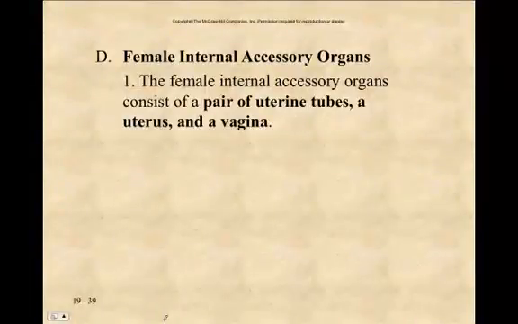Now we're going to talk about the accessory organs of the female anatomy, and of course the uterine tubes are the next step after ovulation. When you undergo ovulation, the oocyte is released into the uterine tubes. We have a pair of uterine tubes, which connect to the uterus, and the uterus connects to the vagina via the cervix.